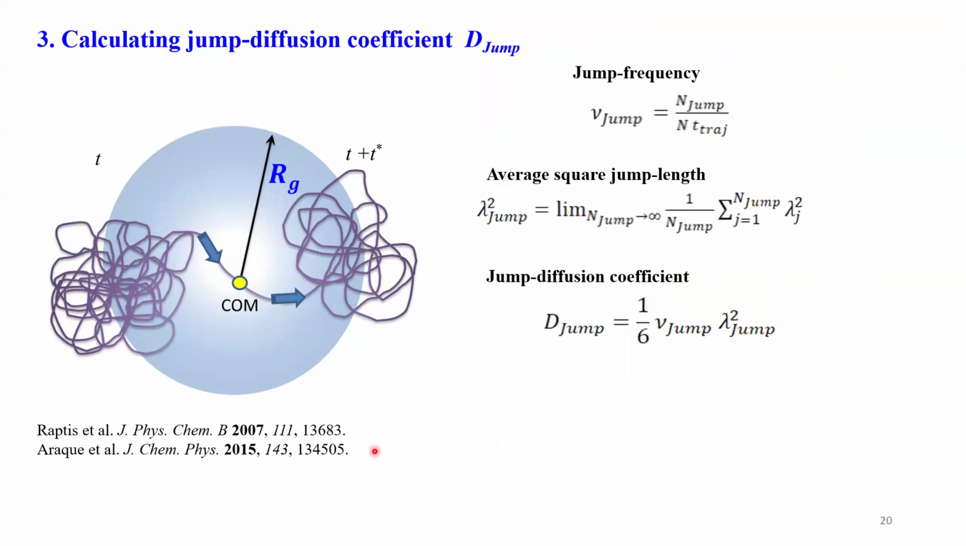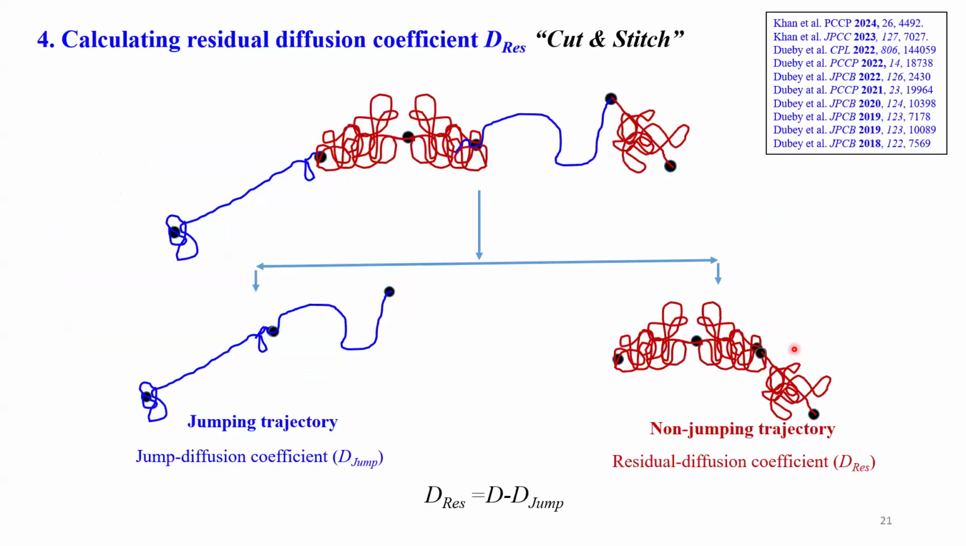So once the jump trajectory segments are there, you can count them and get the jump frequency, and in each trajectory segment you calculate the average of how much it moves. From these equations, which come from the random walk problem, the diffusion coefficient can be written as 1/6 jump frequency times lambda jump square. So you have the jump frequency and the average square jump length, and then you can calculate. Fine. Now what?